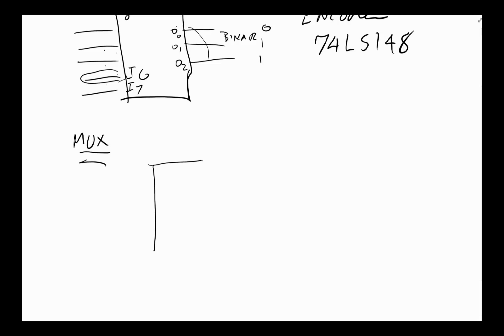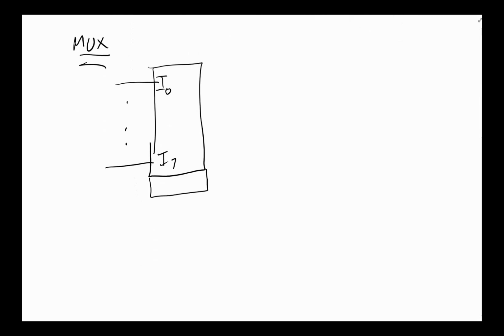Let's say you want to build a MUX, and you've got 8 inputs coming in here, input 0 through input 7. There are 8 of these in the middle. Then these will have a control block. Since we have 8 inputs, we're going to have 3 bits of control coming in here, usually referred to as select 0, select 1, and select 2.